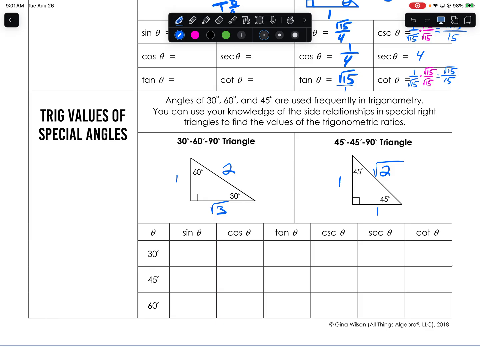Okay, so let's do sine of 30 degrees. So here's 30. I'm going to write SOHCAHTOA over here so you can see it. If you get confused by this stuff, it's a smart thing to write SOHCAHTOA over here.